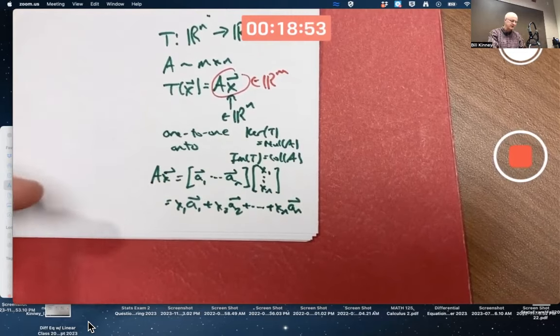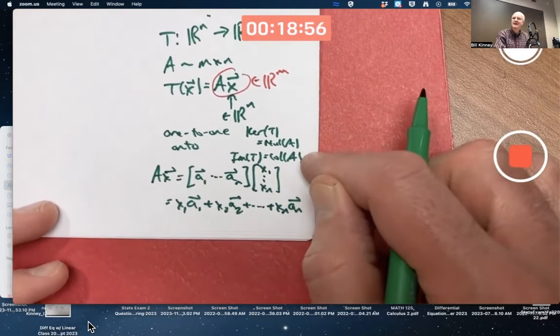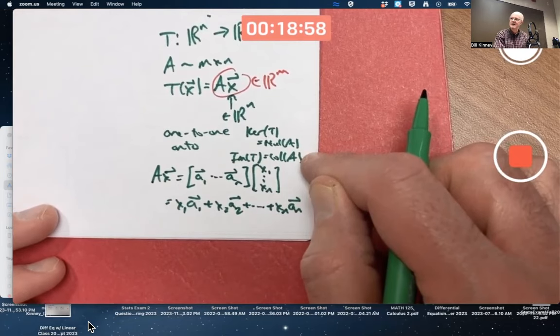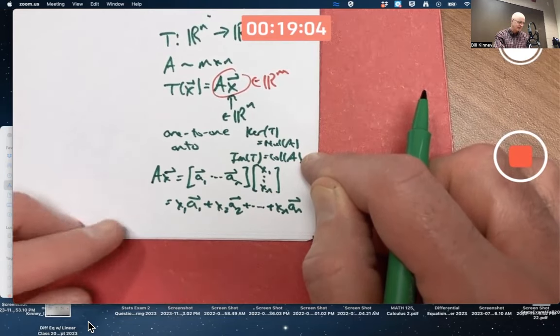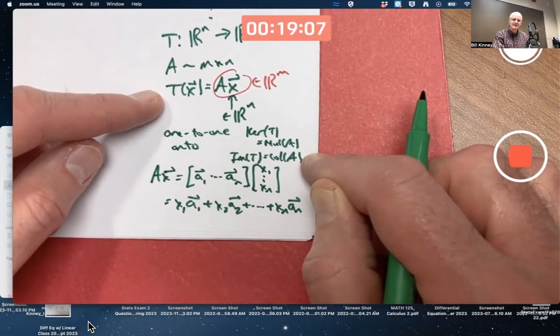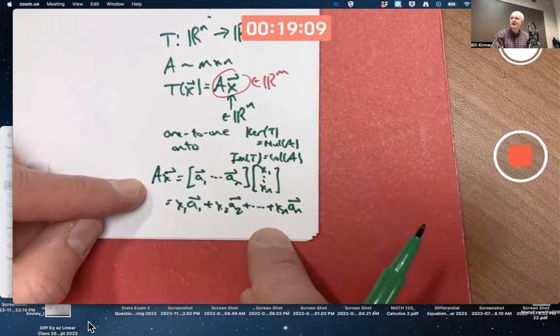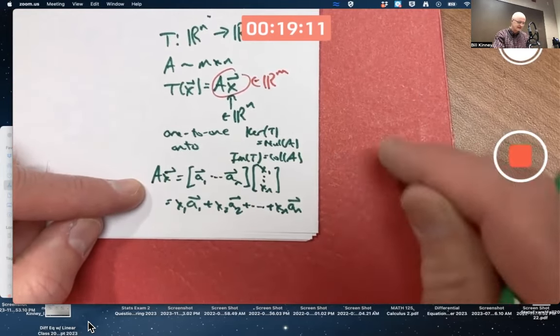In particular, one thing it helps you understand is why the column space of A is the same as the image of T. Because the column space of A, by definition, is the set of all linear combinations of the columns of A. And when we do T of x as A times x, we are getting a linear combination of the columns of A. That's why these things are the same.